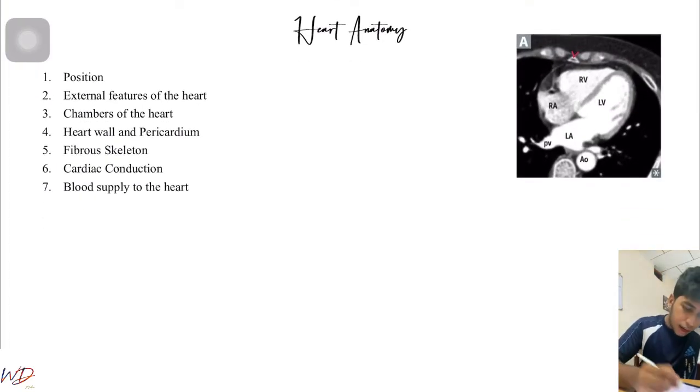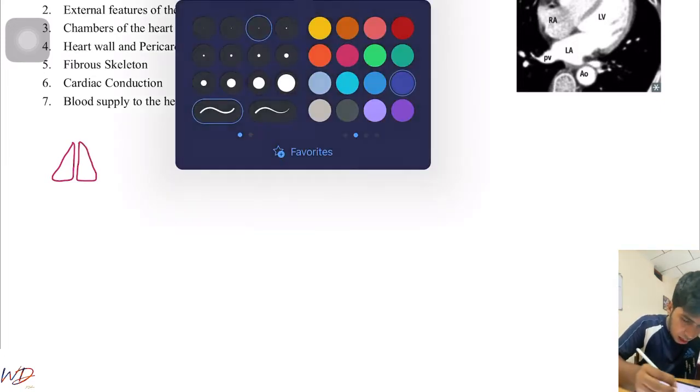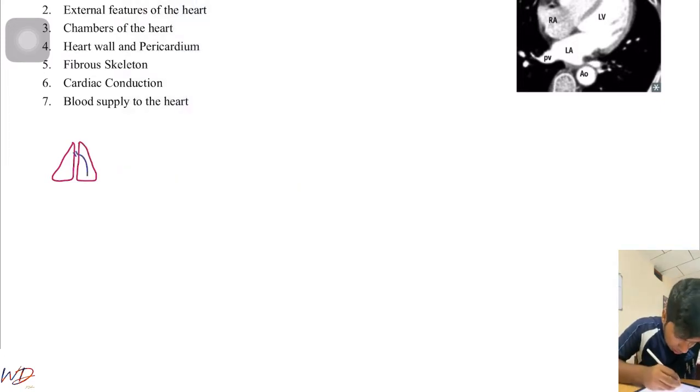So guys, we are going to start heart anatomy. There are 7 topics we will discuss, and the first one is the position of the heart. Now, this is called the thoracic cavity, which contains the lungs and the heart. The region in the middle, which contains the heart, is called the mediastinum. And the heart is in the middle of the mediastinum.